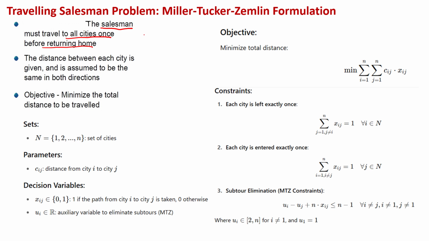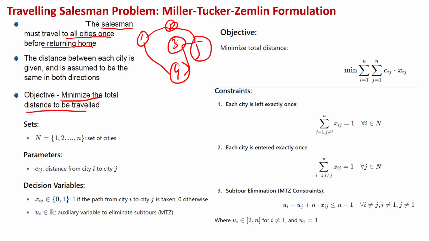If I show it graphically, this is one, this is two, this is three, this is four, this is five. He needs to travel to all the cities once, and then return back. Every city he has to visit and then return home. That is called a traveling salesman problem, and the objective is that the person must travel the minimum distance. So we need to find a route such that he or she travels the minimum distance. The distance between each city is given, which means we know those distances, and we are assuming that the person can move in both directions, right?